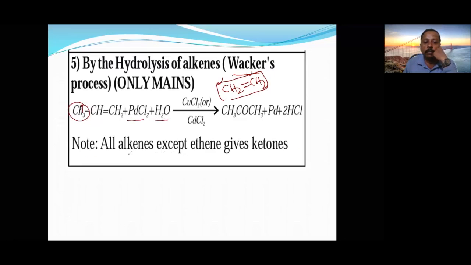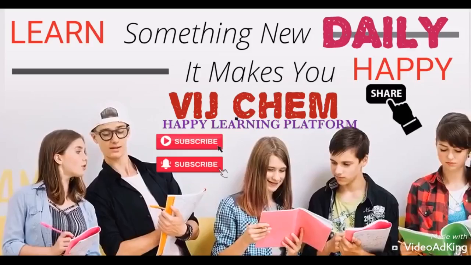Here already it is given all alkene except ethene. If I use ethene, then I will get the aldehyde. Other than ethene, like propene or butene, anything if you use, you will get ketone. So this is the ketone, but reagents are either CuCl2 or CdCl2 in presence of PdCl2 and H2O. Wacker process, I think it is clear to all of you.